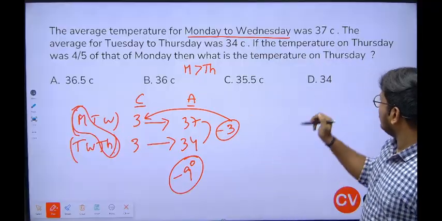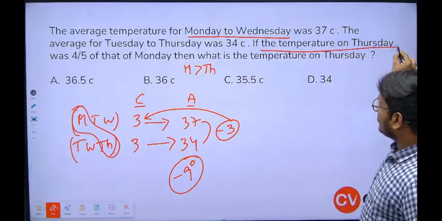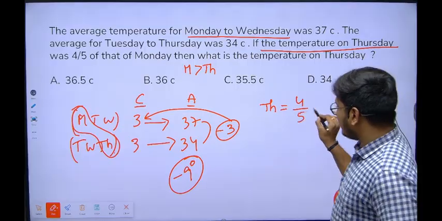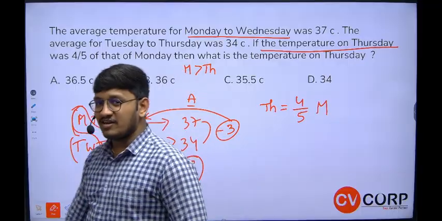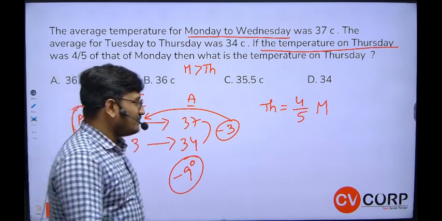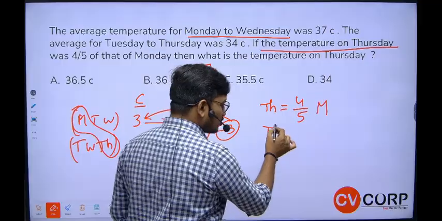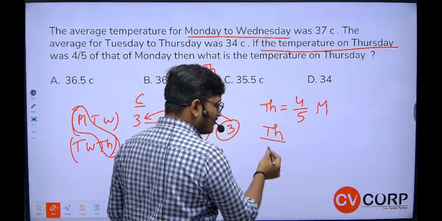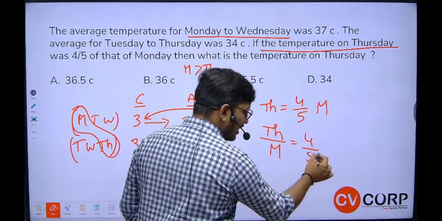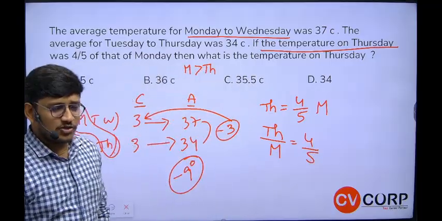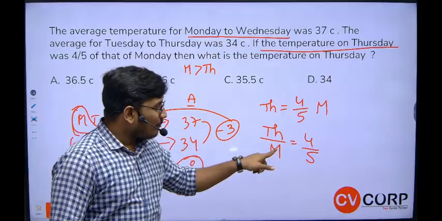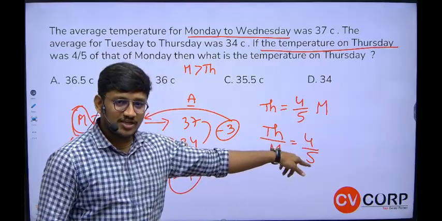Just look at the statement here. If the temperature on Thursday was 4 by 5 times of Monday, this is the statement given, right? Temperature on Thursday was 4 by 5 times of Monday. Don't worry, no need to do any equations and all. So let's take Monday to the left hand side. It will become Thursday by Monday is equals to 4 by 5. Am I right? 4 by 5. Now observe, if I assume Thursday's temperature is 4 degrees, Monday temperature will be 5 degrees because it should be in the ratio 4 by 5.